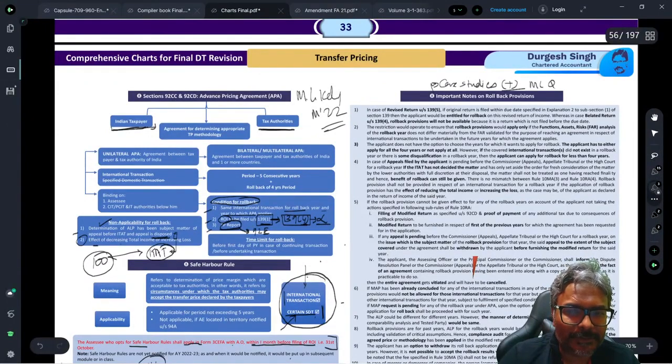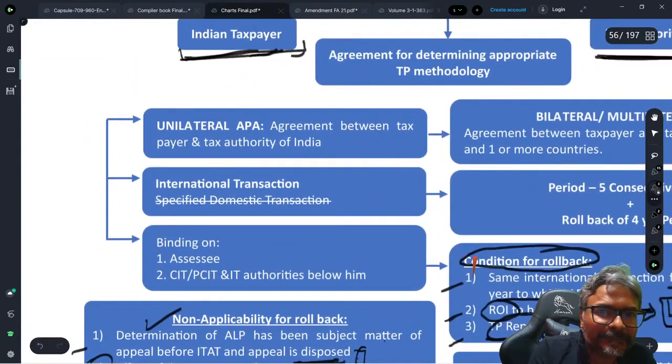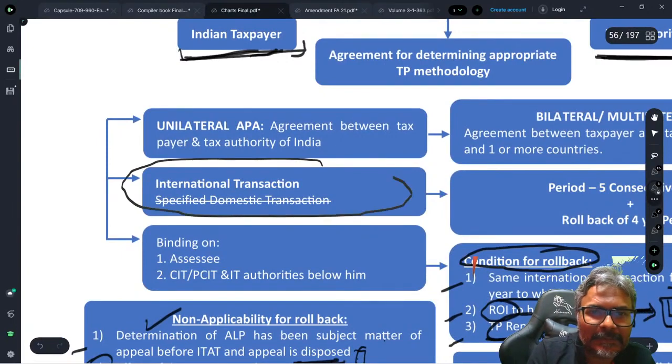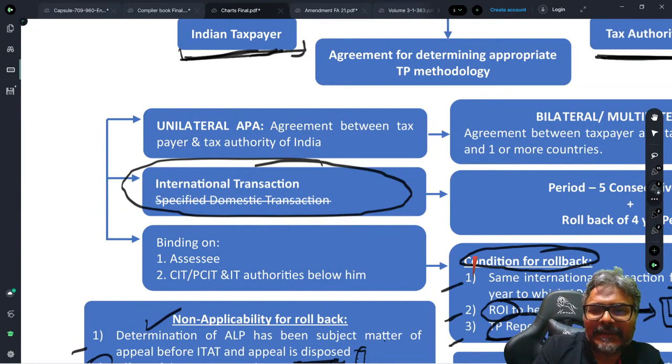By the way, just hold on. Before we do this, just one important point, students, before I forget. APA is available in respect of what? The APA, students, is available in respect of the international transaction. What about the specified domestic transaction? It is not available at all.